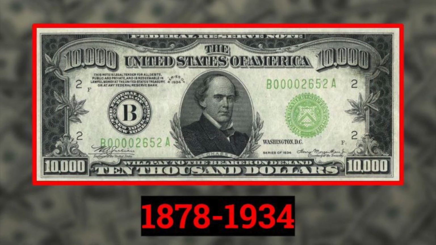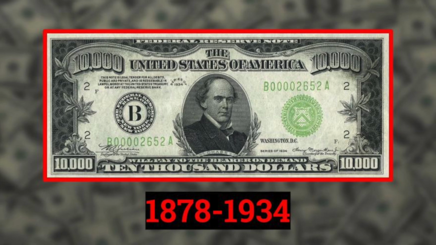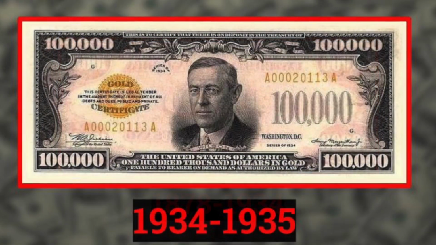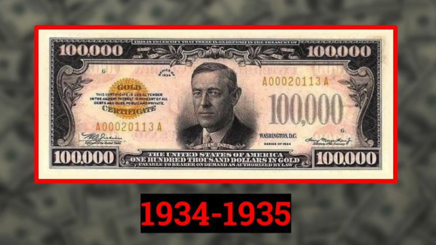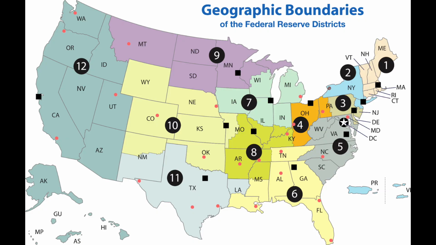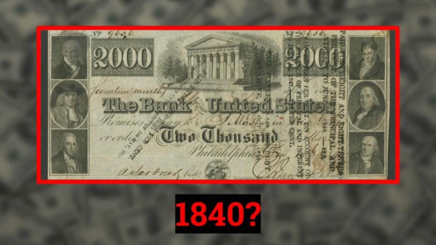The $10,000 bill was printed from 1878 to 1934 and featured Chief Justice Salmon P. Chase in its final version. The $100,000 bill was extremely rare, with only 42,000 ever printed, and their possession by the public was illegal. They were exclusively used for transactions between the government and the 12 Federal Reserve banks, and only 12 are still known to exist today. Finally, the $2,000 bill is a strange case.